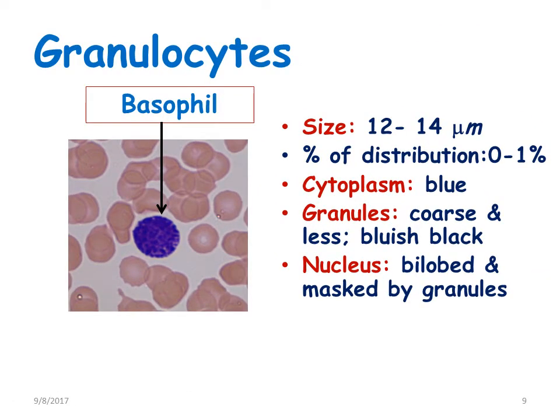The last of the granulocytes is the basophil. They also have a similar size, 12 to 14 micrometers. Percentage of distribution is 0 to 1%, and the cytoplasm is blue in color. The granules are coarse and less in number and bluish black. The nucleus is bilobed and generally masked by the granules.